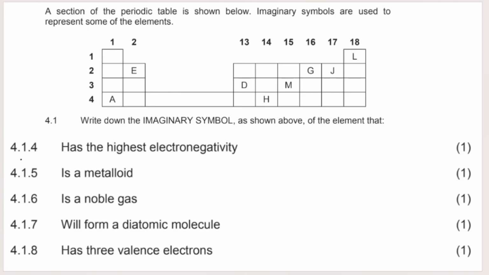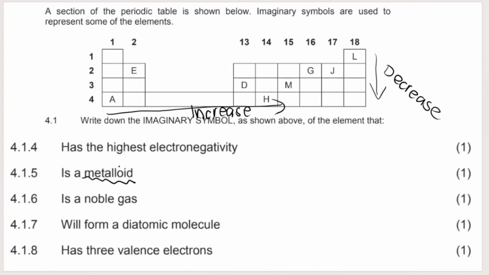Then 4.1.4 says has the highest electronegativity. So you should know that electronegativity increases as you move from left to right across a period. So as you go this way, it increases, and decreases as you move down the group. So it increases as you move from left to right, and it decreases as you move down the group. This is just something that you need to study.